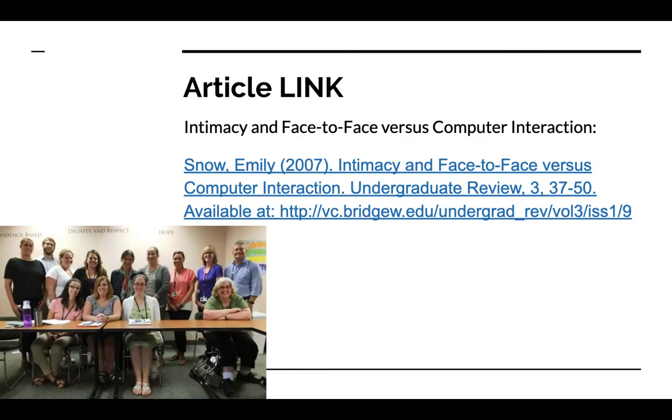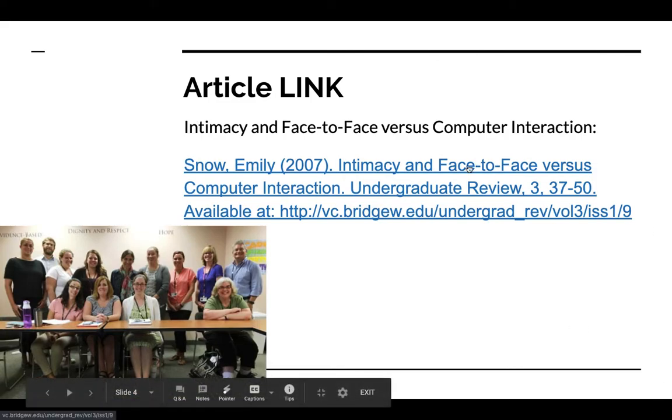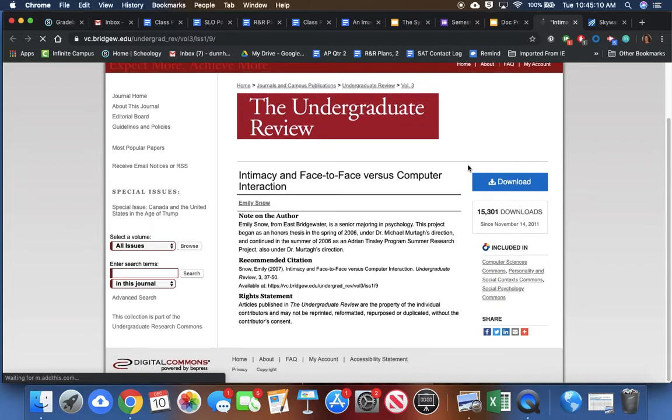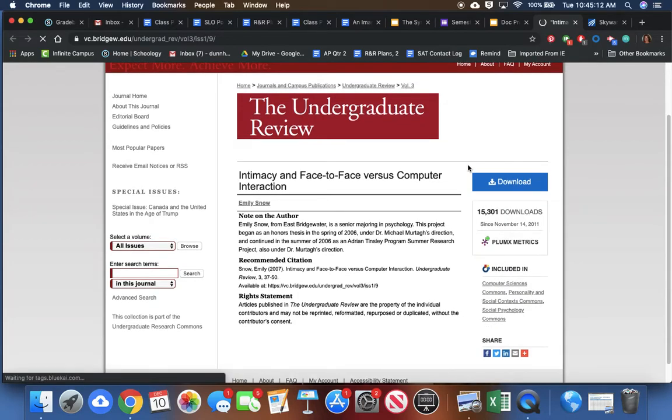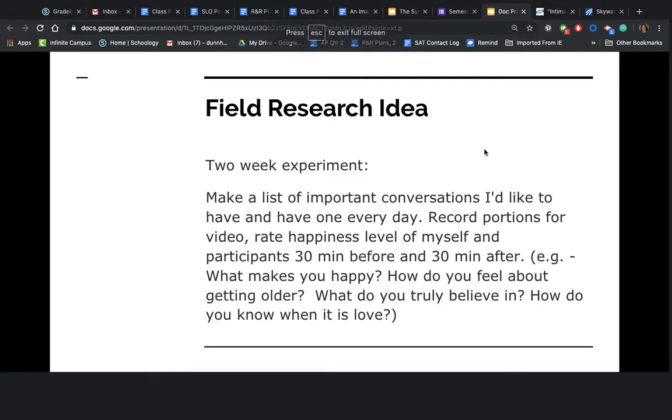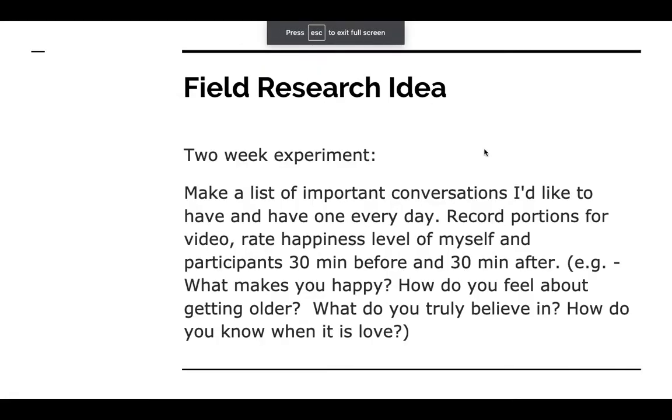Okay, so this is my article link, Intimacy in Face-to-Face versus Computer Interaction. It's by Emily Snow. It was written in 2007, and it's basically an undergraduate review paper that she wrote about the process of face-to-face communication and how computer interaction changes that, comparing the two. It's a great article, and I intend to use it as well as the reference page for it to give everybody an idea of what I want to do.